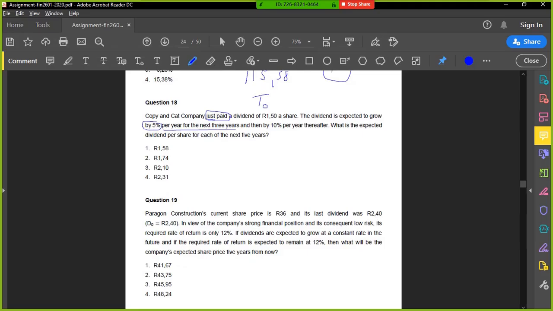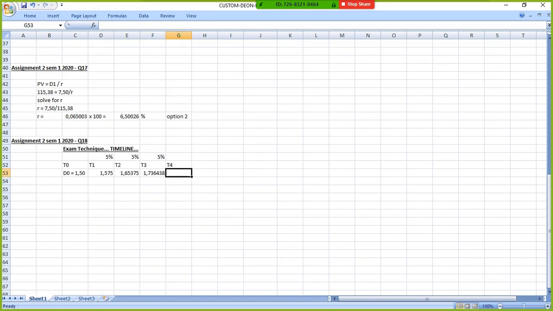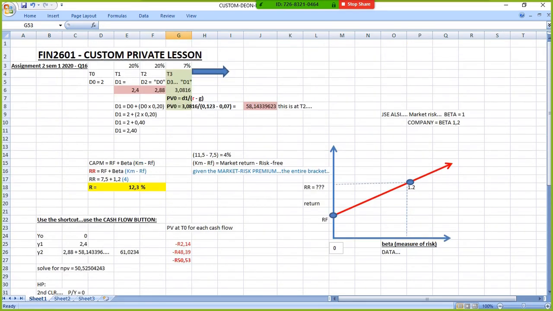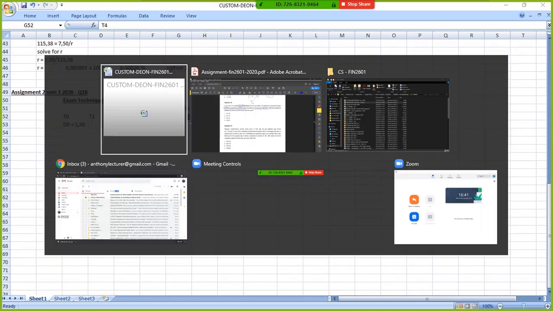Expected to grow for the next 3 years. Yeah, it's 3 years. Okay, and then 10% thereafter. So from T4, you're going to have an arrow. And now you're going to use the 10%.